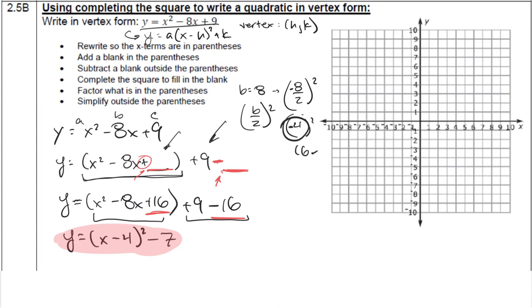I have y equals a times x minus h squared plus k. Here a is 1. A never changed. h is 4. k is negative 7. So it tells me this is my vertex. I'm at (4, negative 7), and I'm opening up.